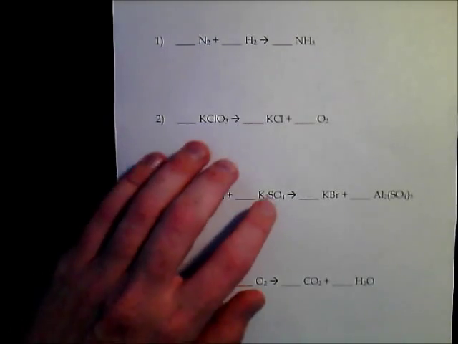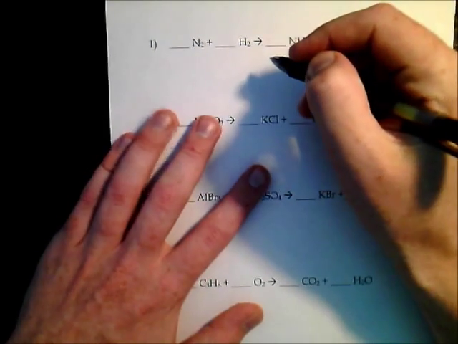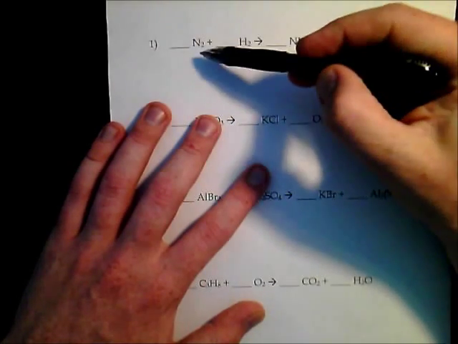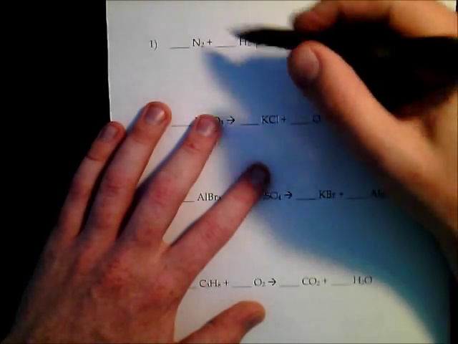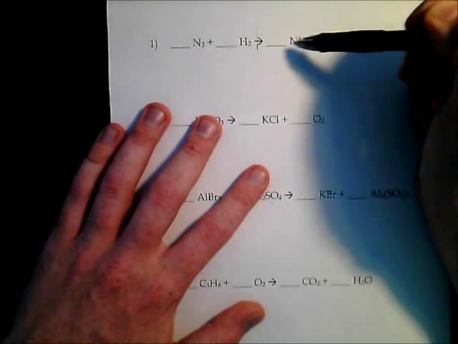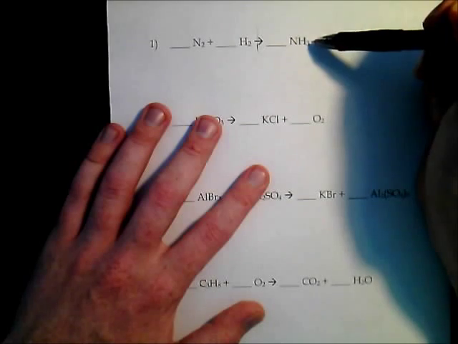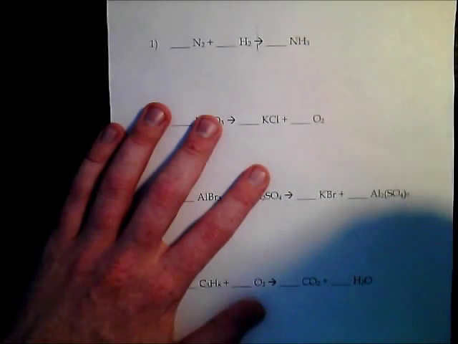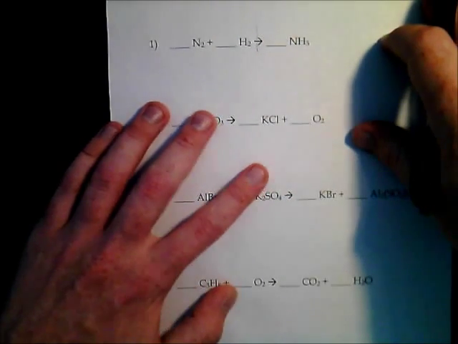So let's start off right here with number 1. When we look at this reaction, on both sides of the arrow, there's 2 nitrogens here and 1 nitrogen here, so the nitrogen's not balanced. There's 2 hydrogens here and there's 3 hydrogens here. So nothing is in balance here and we've got to fix it.